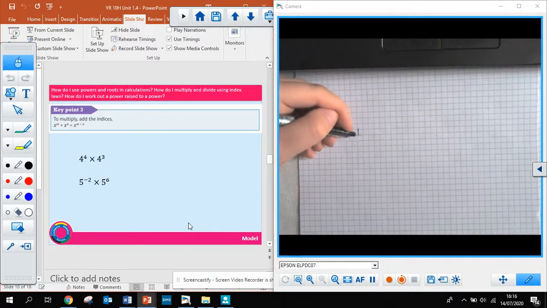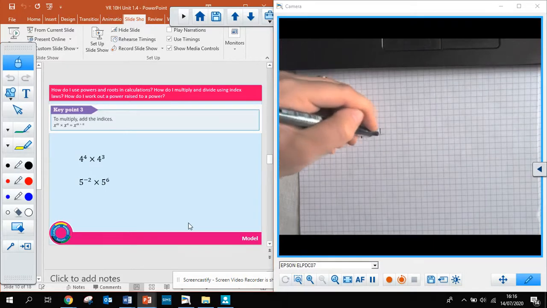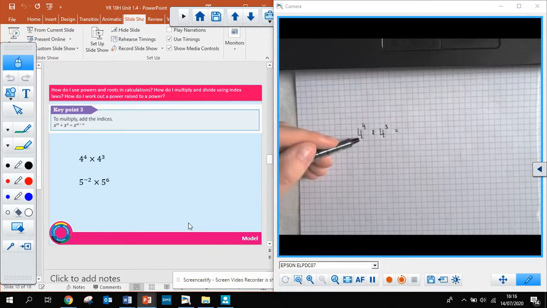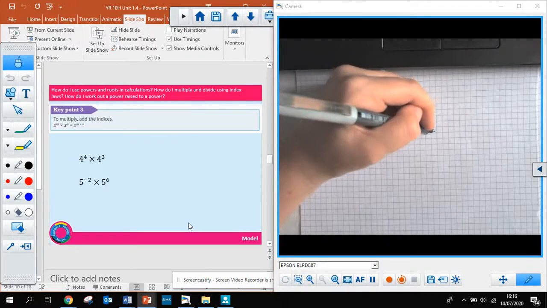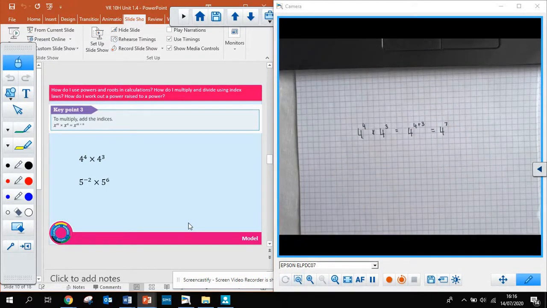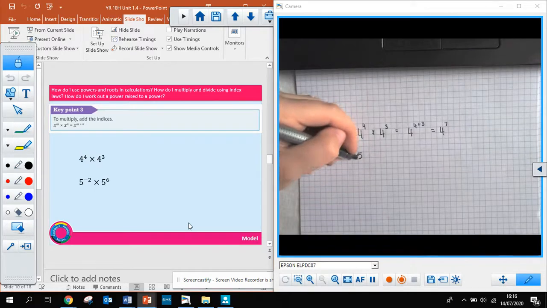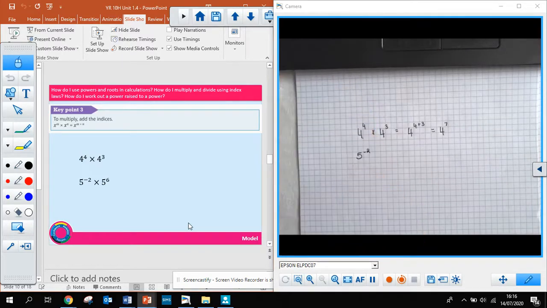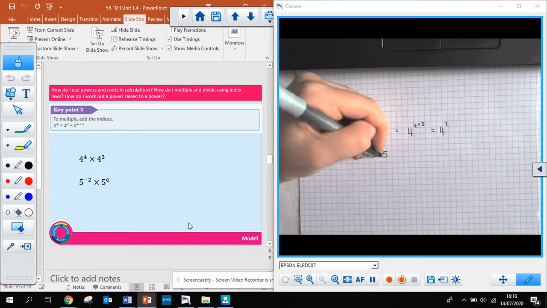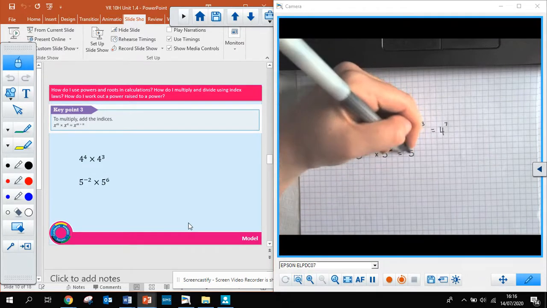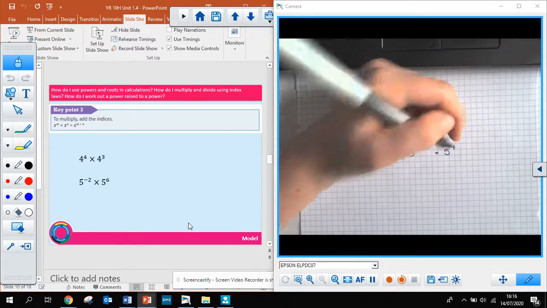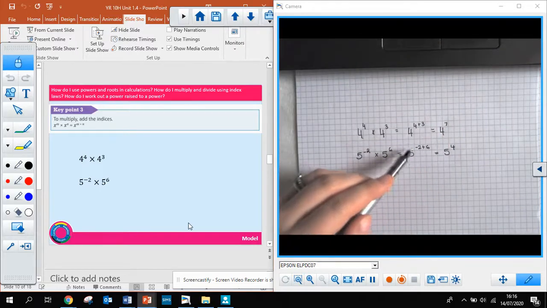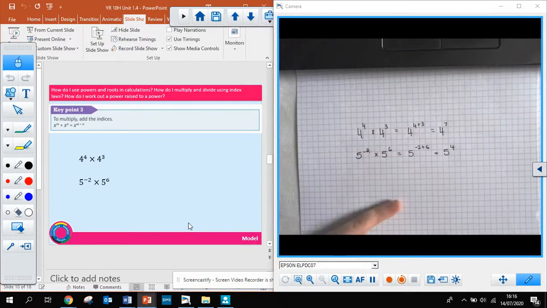So we have 4 to the power of 4 multiplied by 4 to the power of 3. As my integer is the same, I just add my indices. So it's like 4 to the power of 4 plus 3, which is equal to 4 to the power of 7. Okay, and the next one, my integer is the same as it's 5 for both, so 5 to the power of negative 2 multiplied by 5 to the power of 6 is the same as doing 5 to the power of negative 2 plus 6, which is 5 to the power of 4. Okay, you don't need to write out this step, it's just so that you can follow what I'm doing. So it's 5 to the power of 4 like that.